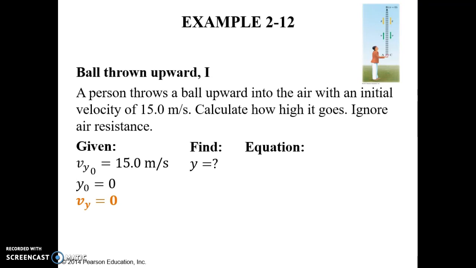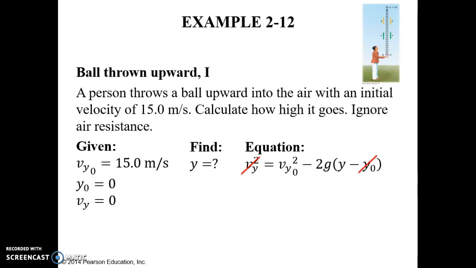Now the variable we're trying to find is final height, which is the variable y. Can you guess which kinematic equation to use? Right again. Vy squared equals Vy naught squared minus 2g times y minus y naught. Now cross out any variables that equal 0, which is the final velocity and the initial height.